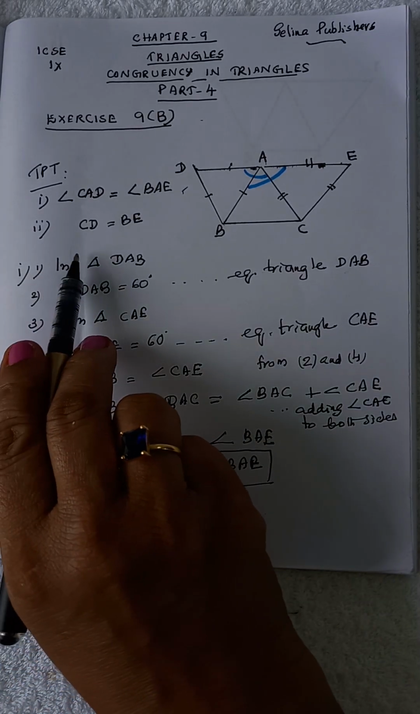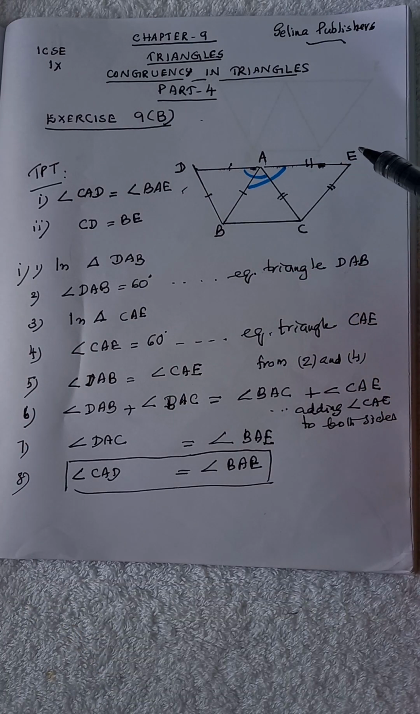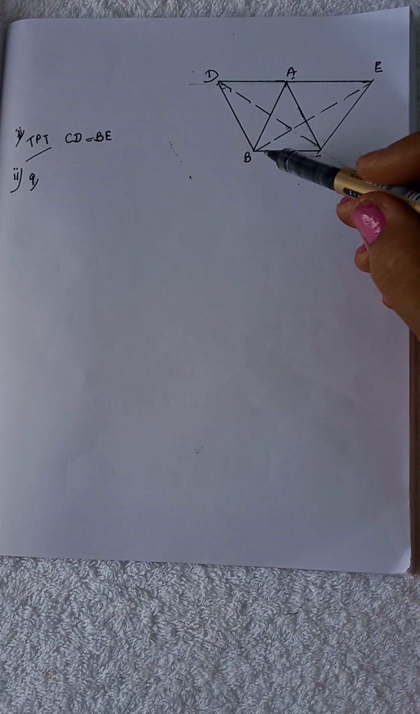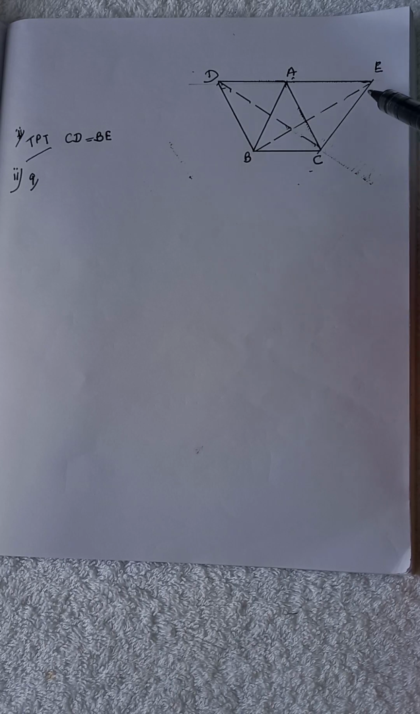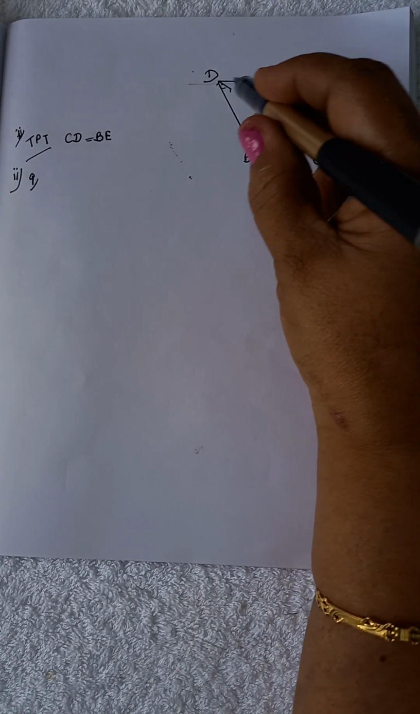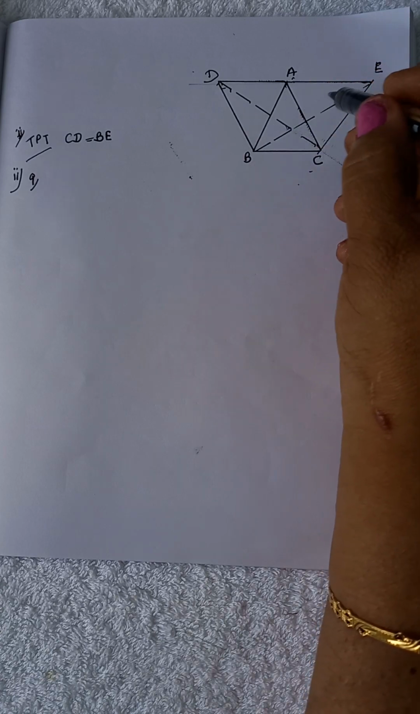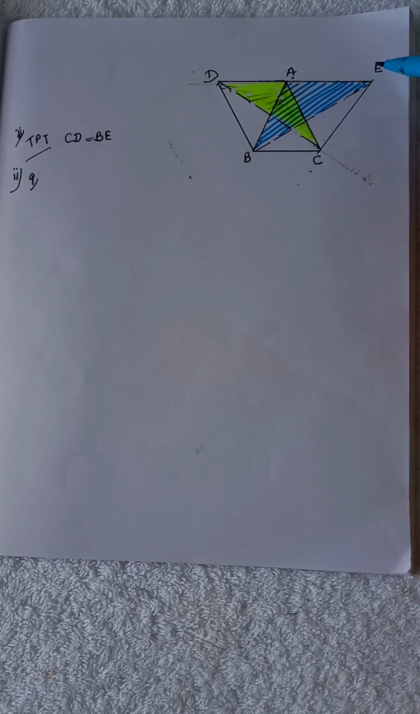Now the second part of the question is to prove that CD is equal to BE. I am drawing another figure on the next page. So here in the second part, I have joined B to E and C to D. So we have to prove that CD is equal to BE. Let us consider two triangles, CAD and BAE. We can mark these two triangles with different colors. This is triangle CAD and this is triangle BAE in blue color.